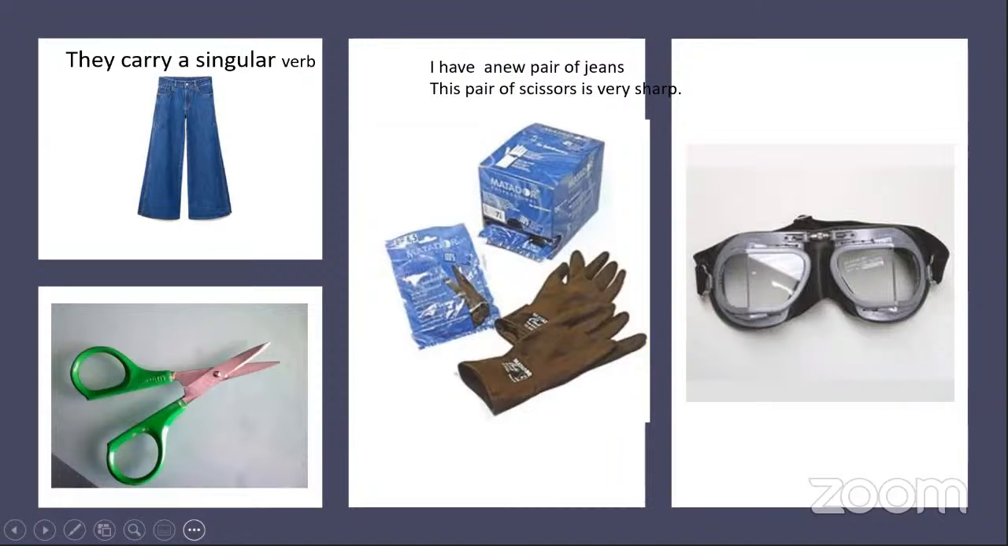You cannot use the plural form of the verb. For example, I have a pair of jeans. You can't use an S form there. Similarly, the pair of scissors is very sharp. You can't say this pair of scissors are very sharp. No. Pair of scissors means one item, so the verb will always remain singular.